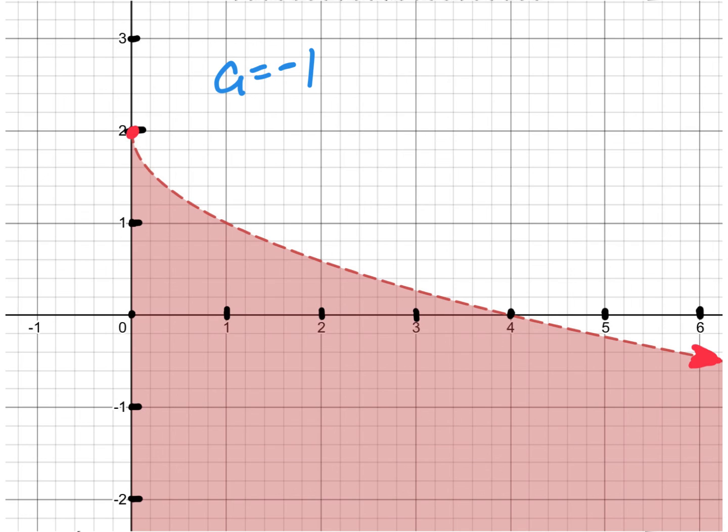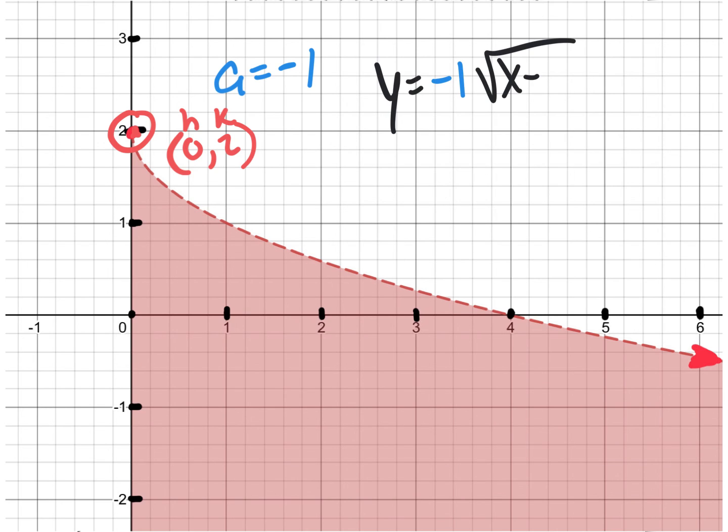It is negative. Now the h and k is 0, 2, which means your h is 0, your k is 2. That's the beginning point right here. So you could all plug it into y equals a, -1, square root of x minus h. There is no h, well, you could put 0 for h, and then plus k on the outside, plus 2 on the outside. So the simplified version of this is y equals negative square root of x plus 2.